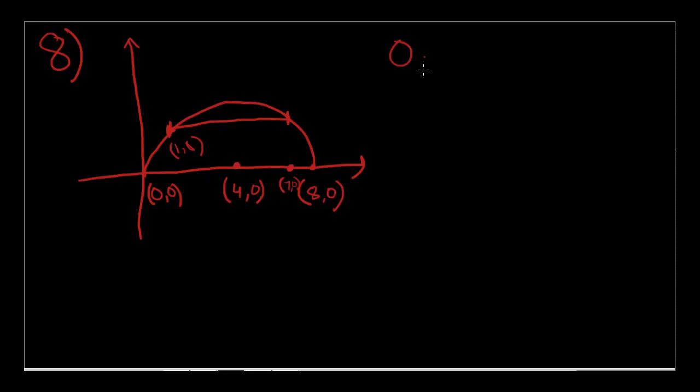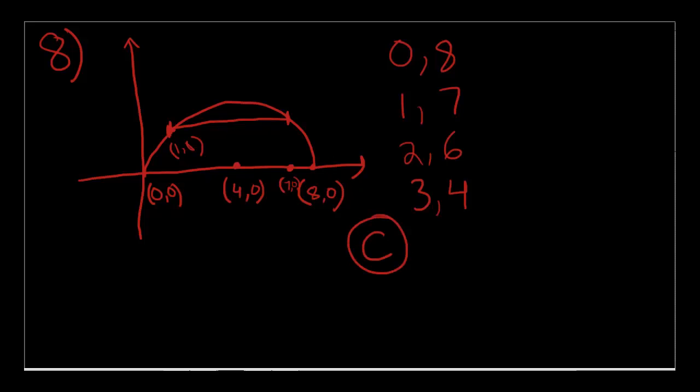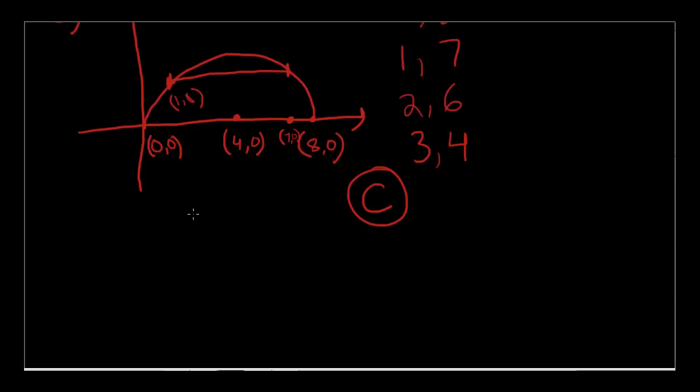So there is x value of 0 and x value of 8, because the y value would be 0 in both cases. Then there is 1 and 7, 2 and 6, 3 and 5. Those are the possible pairs. In our answer choices, the only answer choice that contains any one of these pairs is choice C, and so that is the correct answer. So remember, a circle is as symmetric as you can really get.